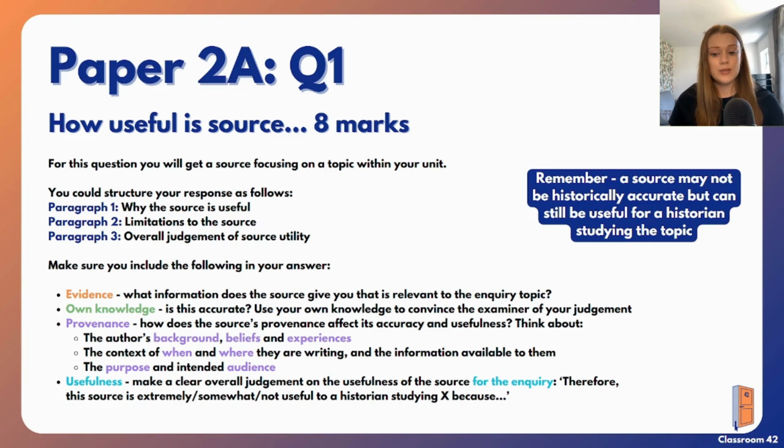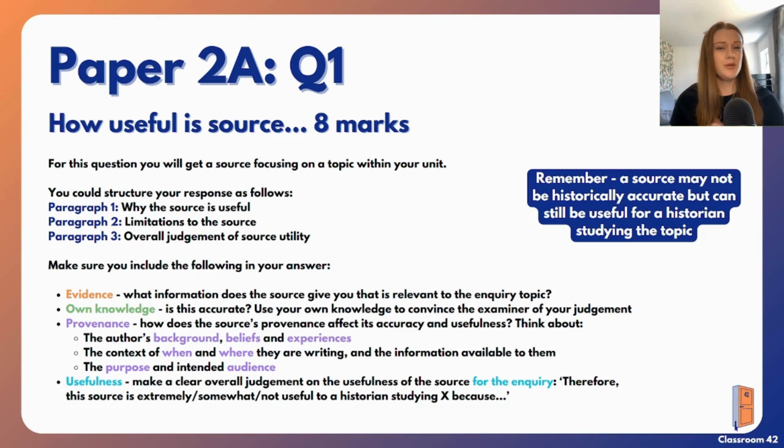And then finally, we can talk about the usefulness. So we need to make a clear overall judgment of the usefulness of the source for the inquiry. It's a really important thing to make sure that you don't confuse accuracy with usefulness. A source might be completely inaccurate. For example, a propaganda poster might depict an event in the complete opposite way to how we know that it happened. So we know that it's not truthful. However, that doesn't mean that the source is not useful.